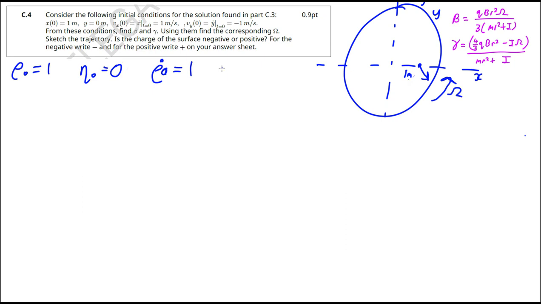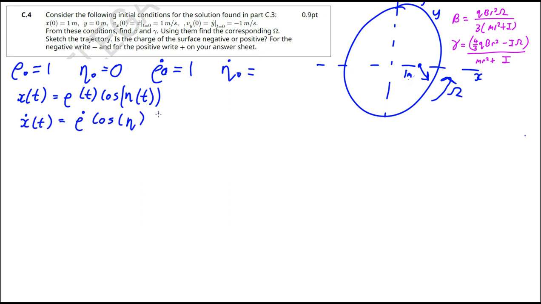Now we can also figure out what our initial eta dot is. This is actually a little bit tricky in my opinion to think about, but the key thing that helps me realize this is just looking at the definition of x and y. So if we have a look, x of t, and we might recall that we actually took the differential of this before as well, so I'll just quickly write up those differentials again.